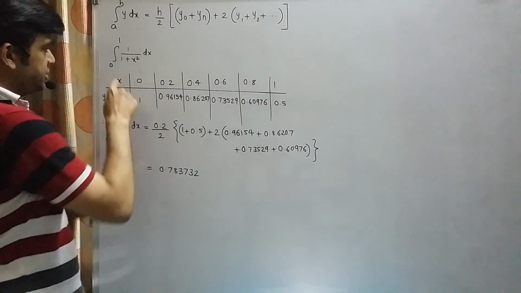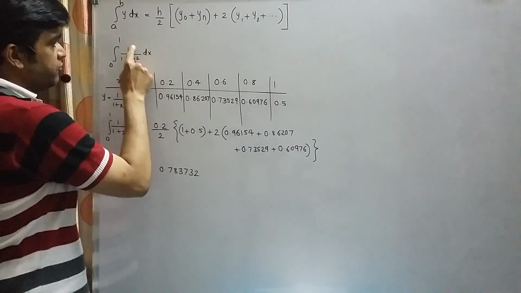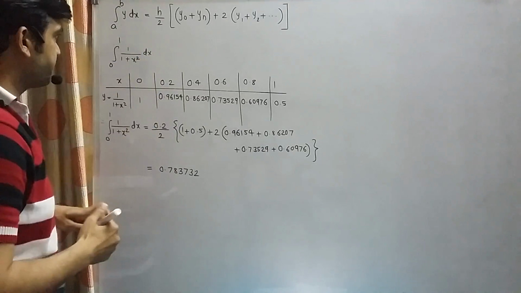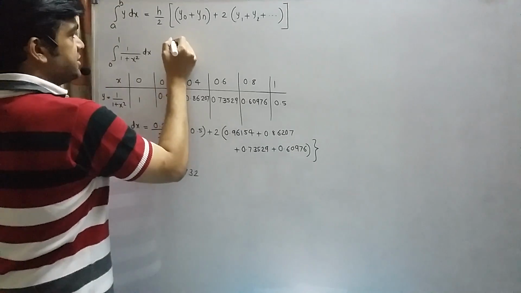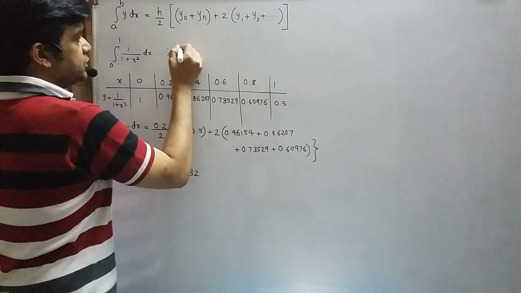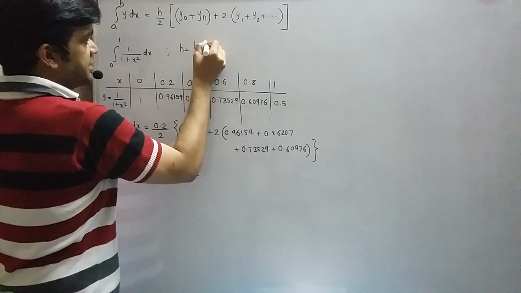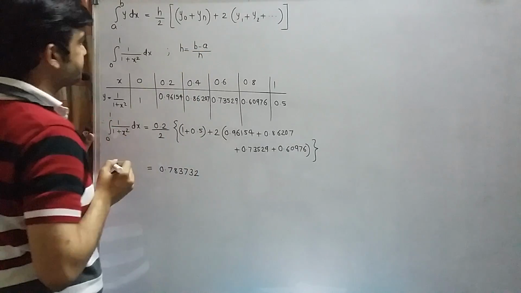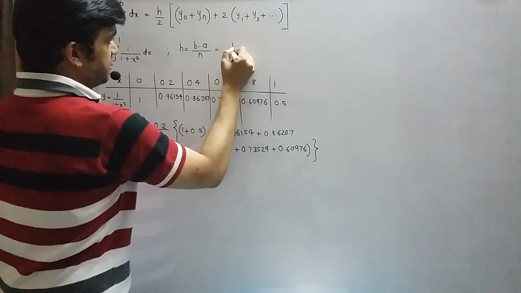So here is the question, integral 0 to 1 of 1 by 1 plus x square. Here the upper limit is 1, lower limit is 0. So h value will be b minus a divided by n, that is 1 by n.